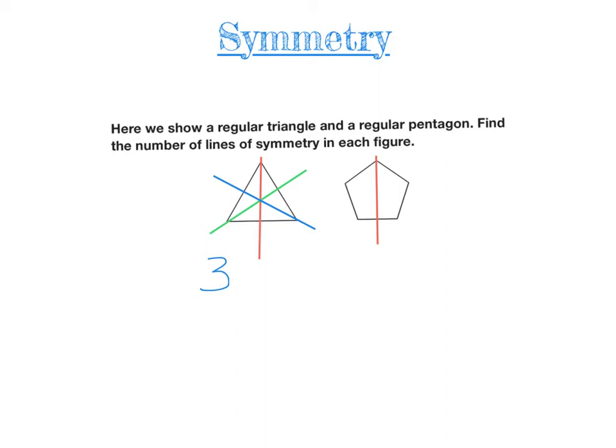Pentagons have 5 vertices, and that means it has 5 lines of symmetry going through each vertex and crossing through the center. So far we have 2. There's line 3. Line 4 is the yellow line. And then finally, line 5 would go right through the middle. So the pentagon, because it has 5 vertices, has 5 lines of symmetry.